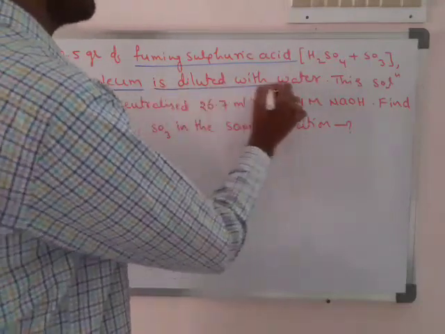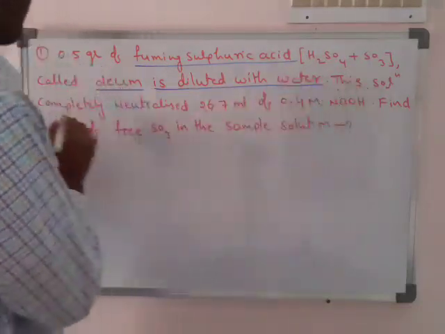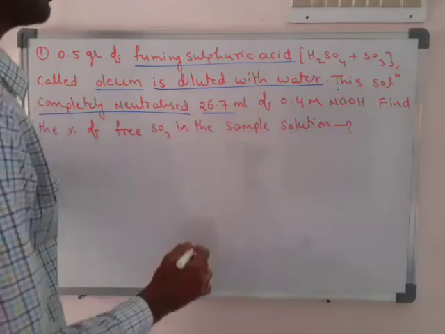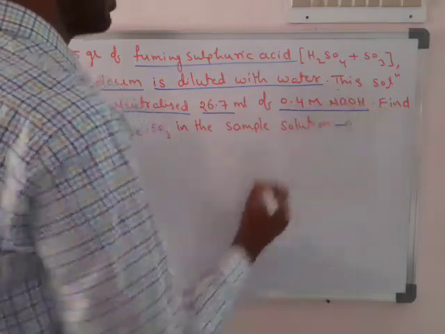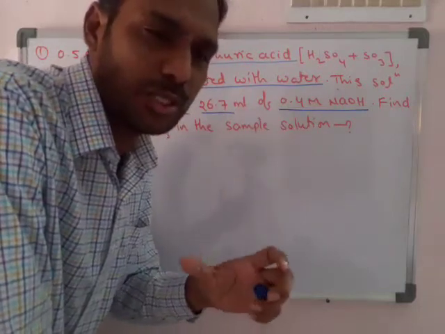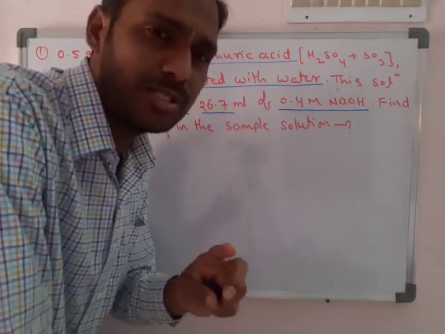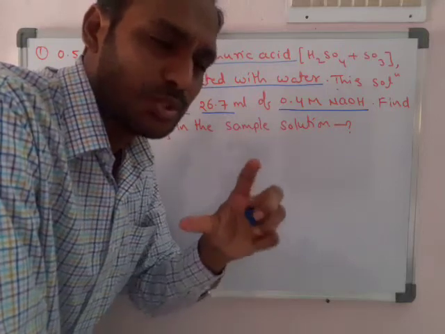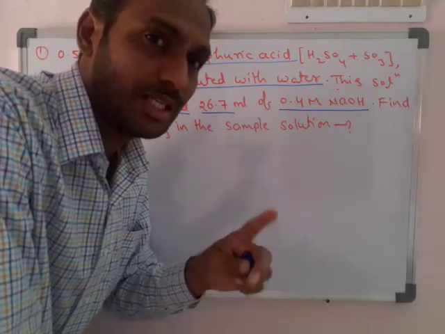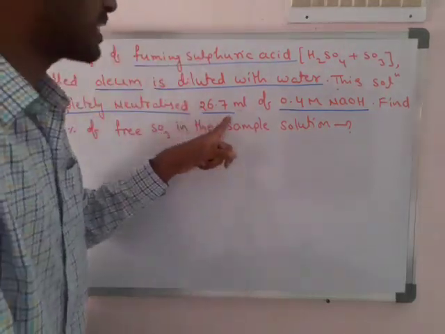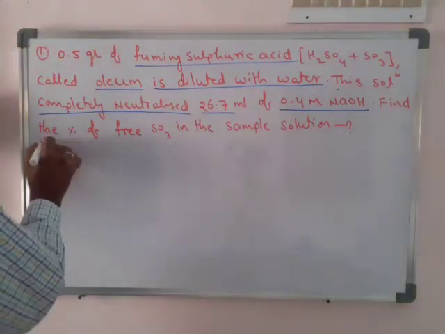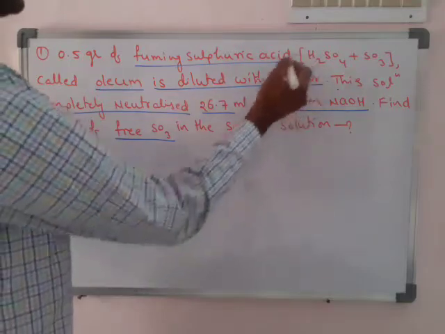So it is diluted with water and this solution is completely neutralized by 26.7 milliliter of 0.4 M NaOH. This mixed solution, H2SO4 plus SO3, its volume is not exactly mentioned. That mixed solution is neutralized by 26.7 milliliter of 0.4 NaOH. We have to find the percentage of free SO3 in the initial solution.